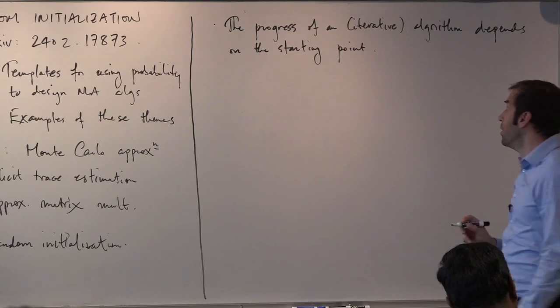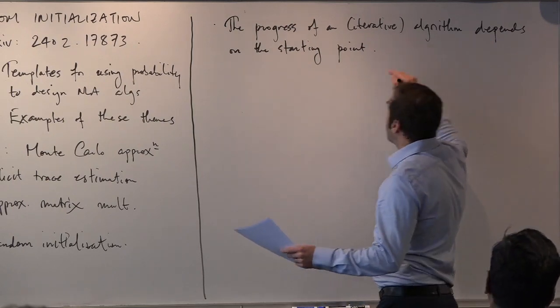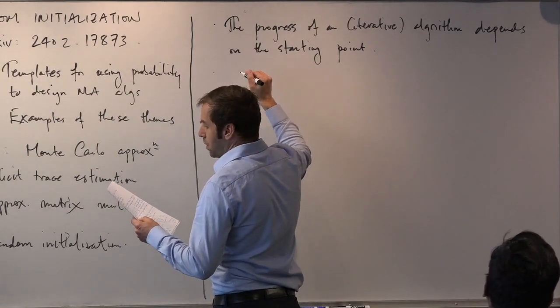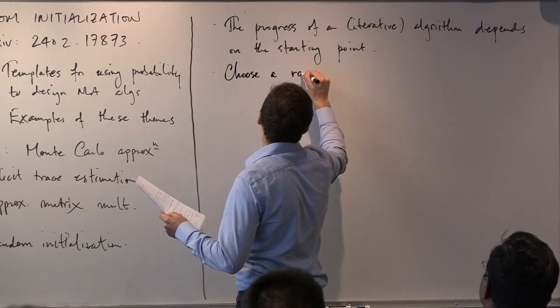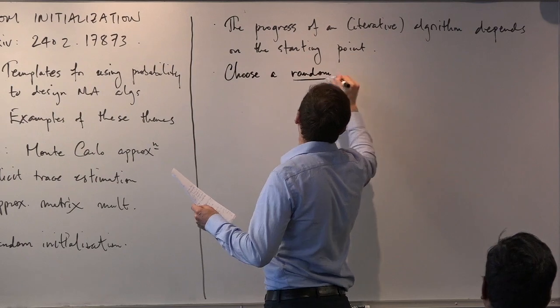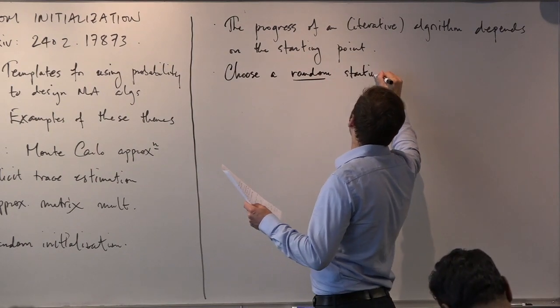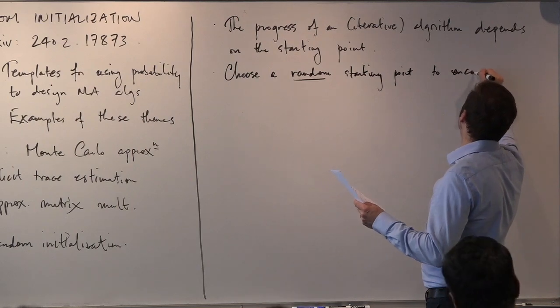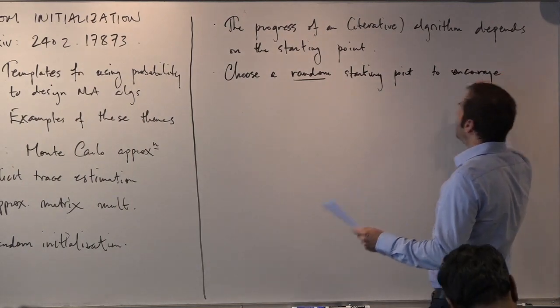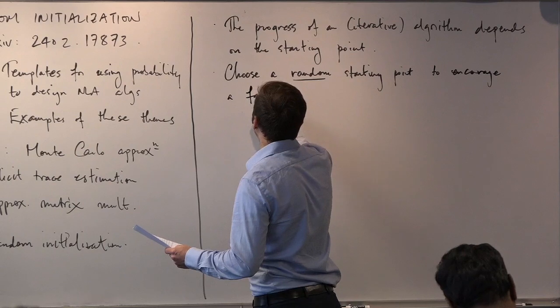Okay, so the progress of an iterative algorithm depends on the starting point, and the hope is that by choosing a random starting point, we can encourage a favorable trajectory.